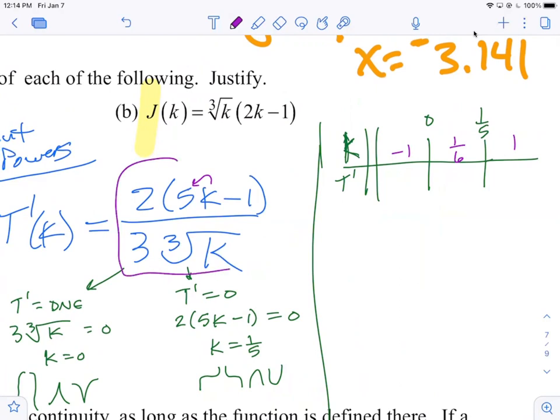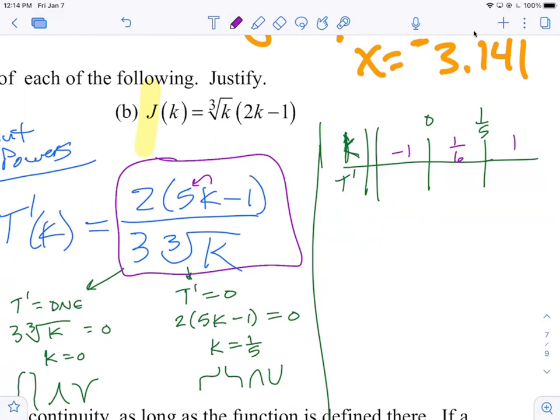And now here is the full-fledged factored version of t prime. The 2 doesn't affect the answer because it's +2. The 3 doesn't affect the answer because it's +3. The cube root of a positive number is positive, and the cube root of a negative number is negative. So the bottom is determined by k, and the top is linear.